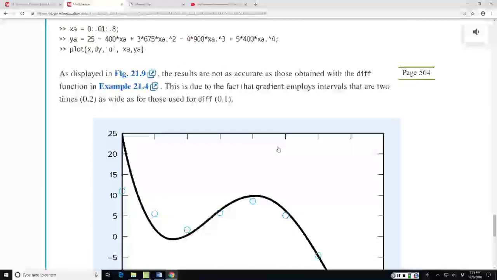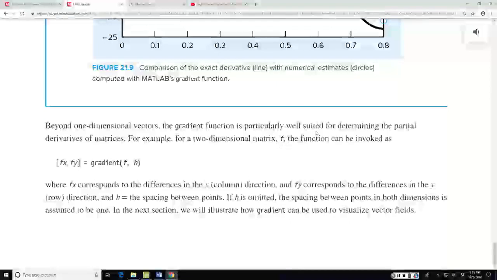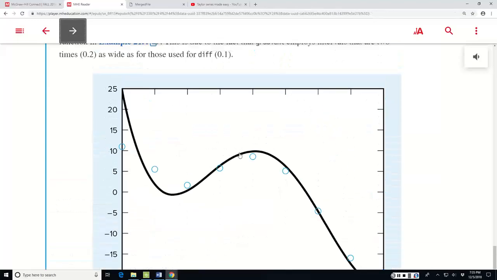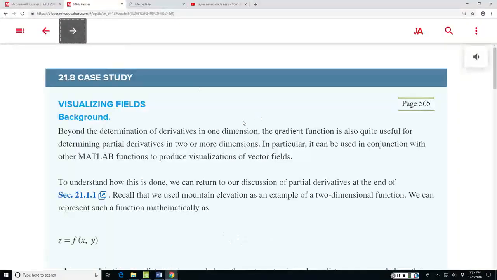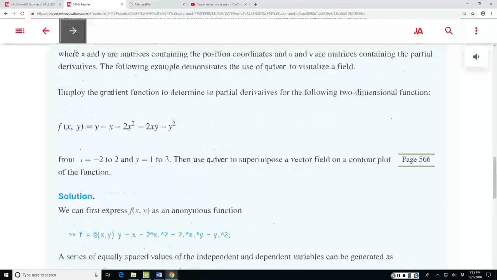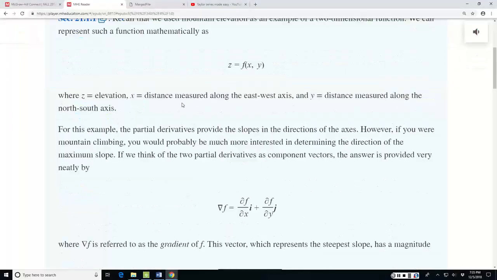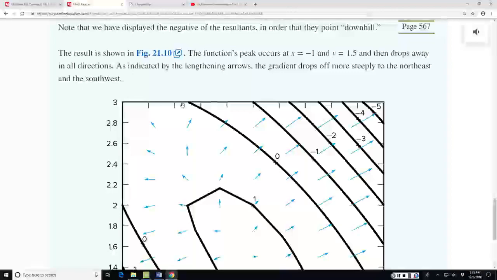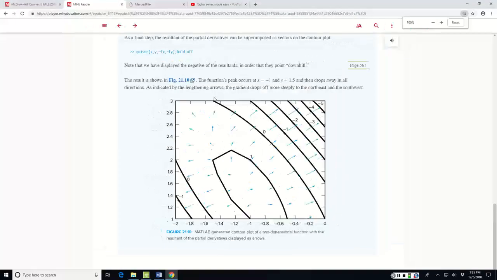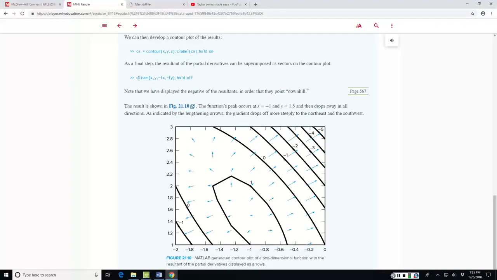So this is everything that chapter 21 covers. It does tell you about some other MATLAB things. I think it does contour. Yeah, so it shows you how to make a contour plot and also do a quiver plot. So the contour plot we've already seen. What the quiver plot means is putting these arrows which are showing you which way the gradient is facing at each point, at each location. So that's called a quiver plot.